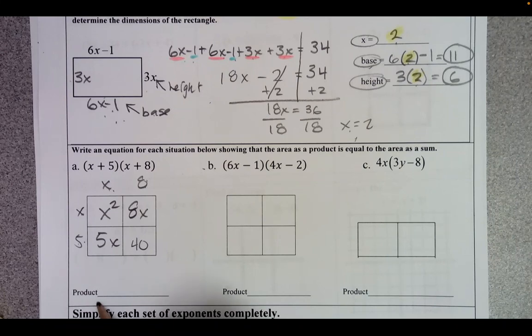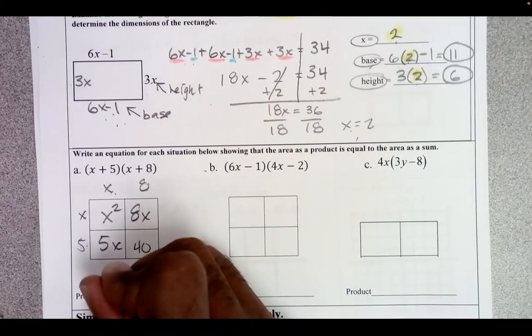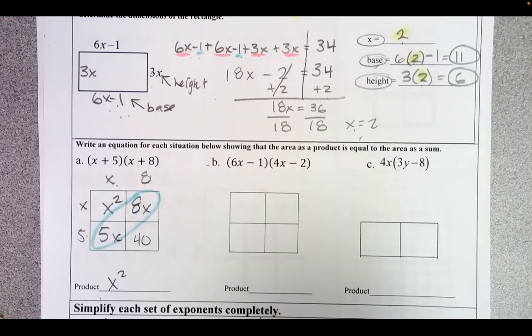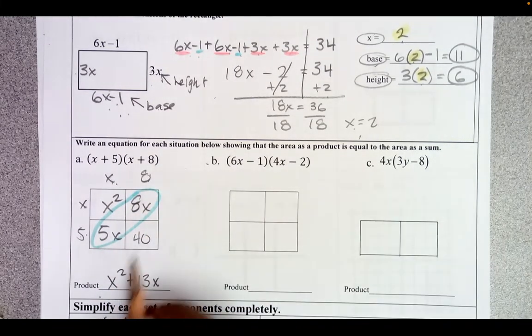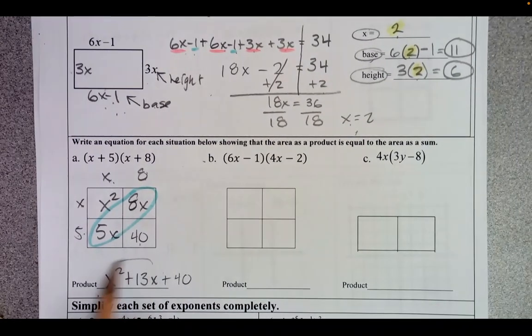Sometimes I said it was the answer. Here it's the product. It all means the same thing. First, we're going to write that first term, the highest exponent. We're going to add up the like terms, 5x plus 8x. That's going to be 13x. And then we have one more term, positive 40, so we just write plus 40.